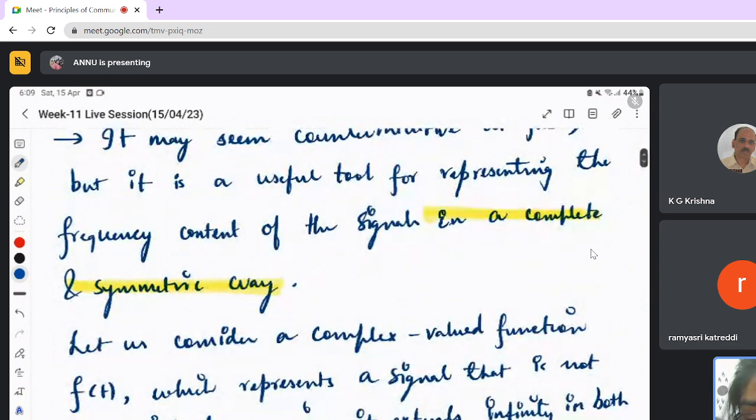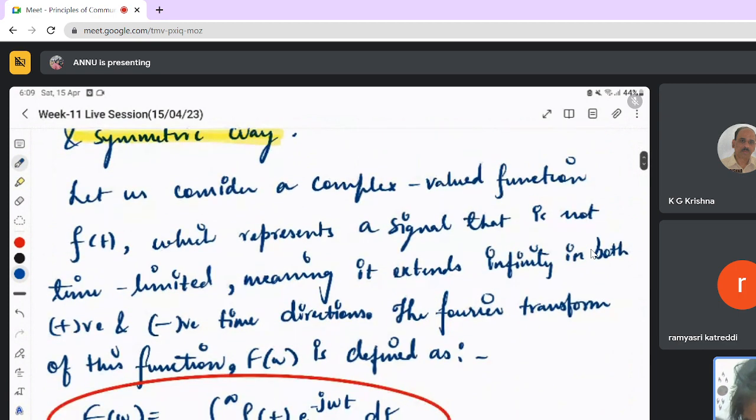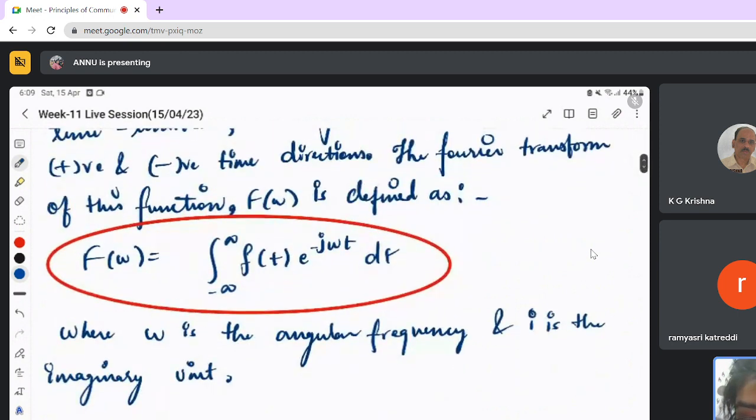So let us consider a complex valued function f(t), which represents a signal that is not time limited, meaning it extends to infinity in both the positive and negative time directions. So the question is, if you are getting negative frequency in the frequency domain, does it mean that the time domain will also have negative time directions? We will see that.